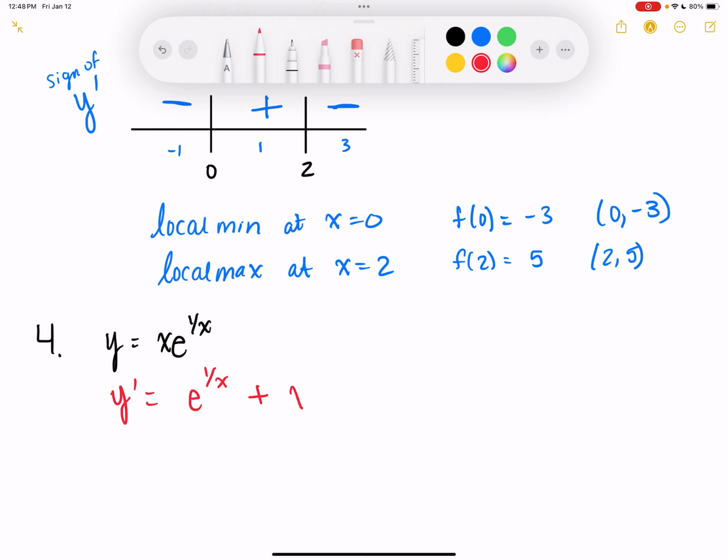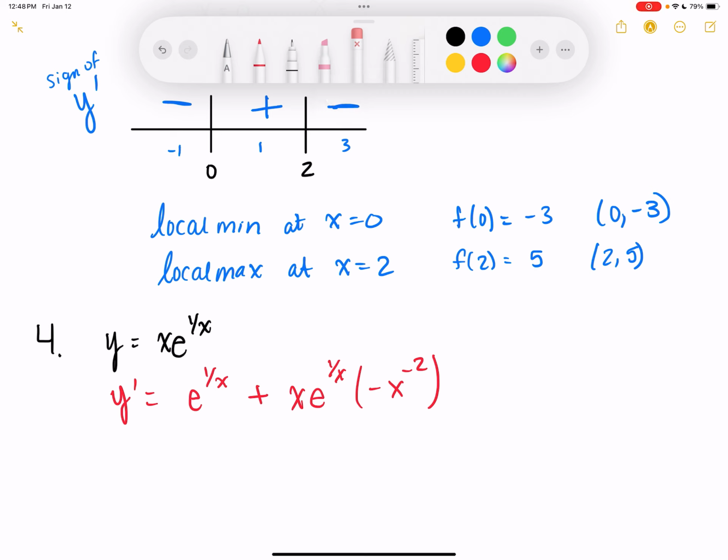x times e to the 1 over x times... Need the derivative of 1 over x. Think of it as this. What's the derivative of x to the negative... 2? Literally, yes.